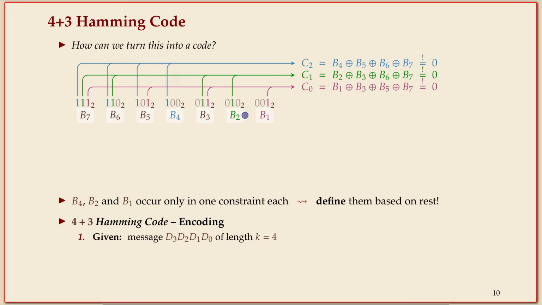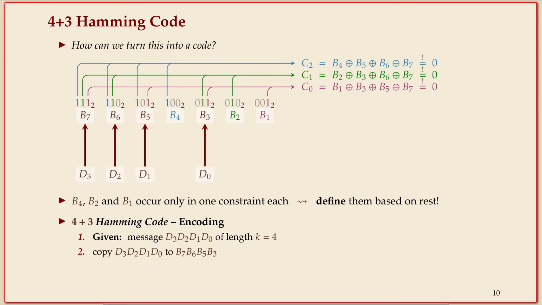Notice that the colored bits here occur in exactly one constraint. This one only occurs in the blue, this one only the green, this one only the magenta. So instead of computing the checking bits, what we can do is fill the other 4 bits, the 7, 6, 5, and 3, and then compute those colored bits from the parity constraints. There's a single choice for these bits that makes these constraints true.